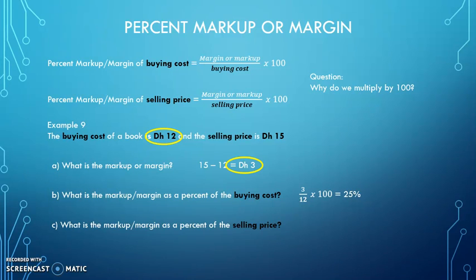And finally, what is the markup or margin as a percent of the selling price? Okay, so the margin stays the same, 3, but the selling price is 15. So the percent of the selling price would be 3 over 15 multiplied by 100, which is 20%.